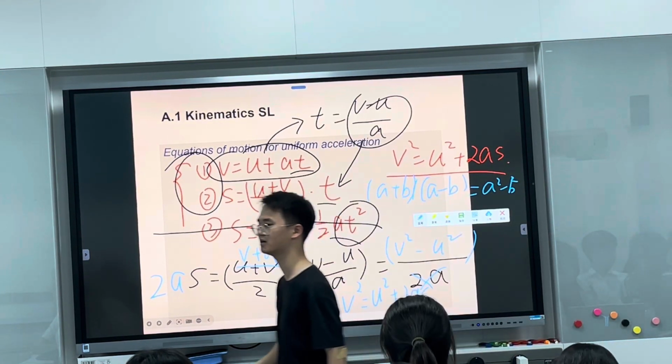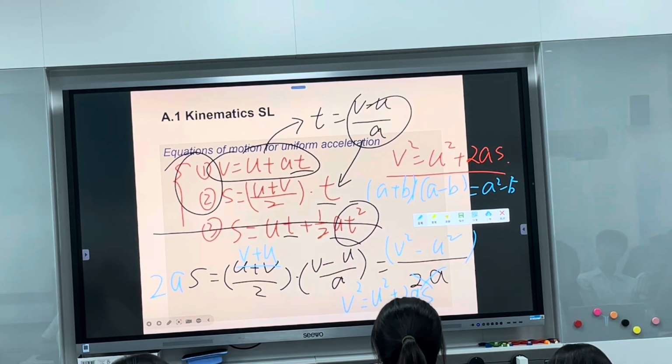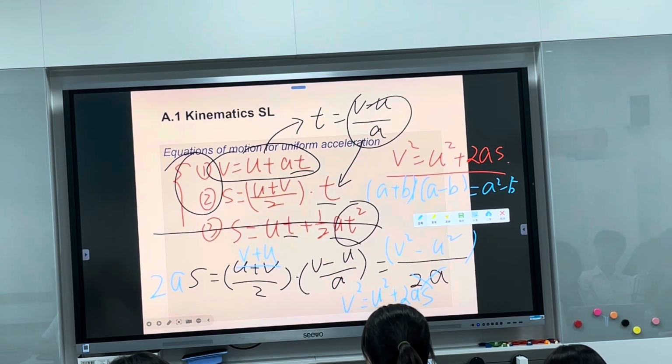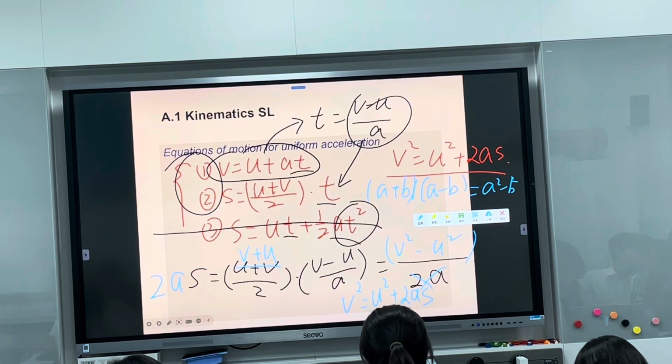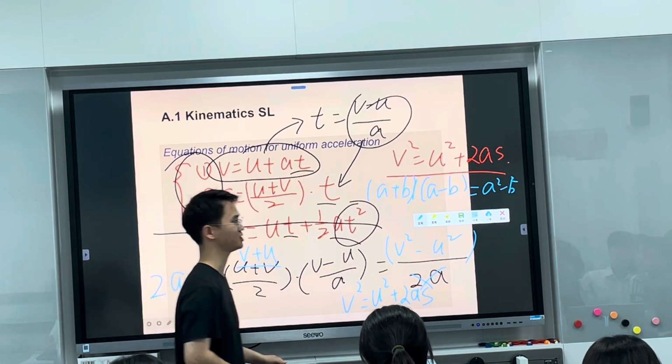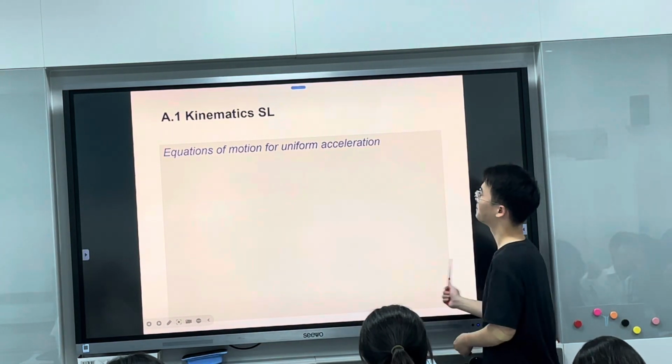Is everything clear? Any questions? That's how you remember the SUVAT equations. It has logic within it. Beautiful logic. Okay.